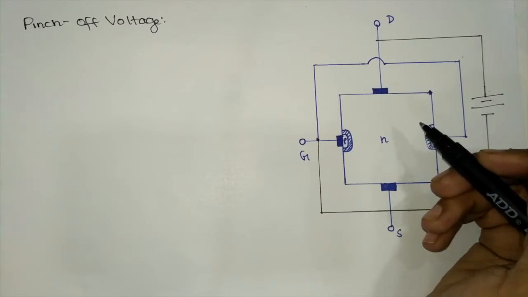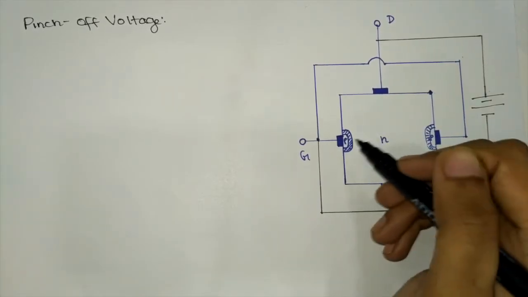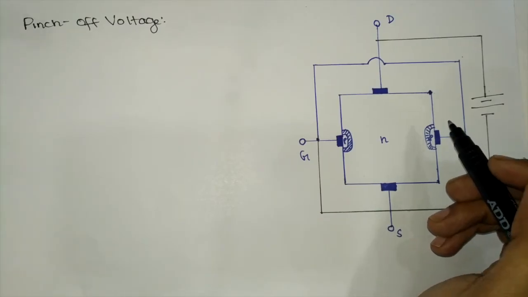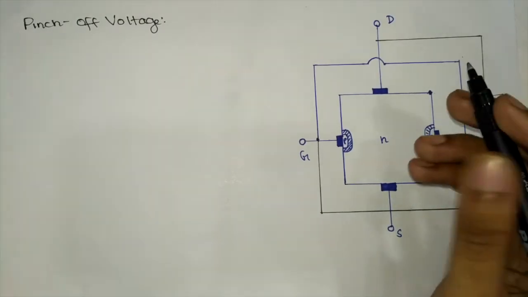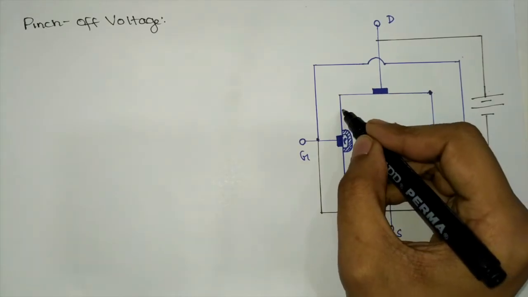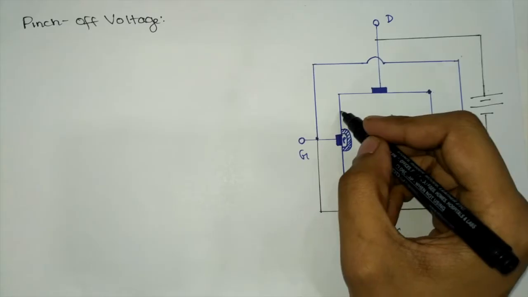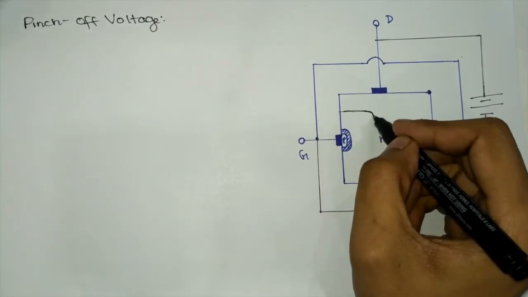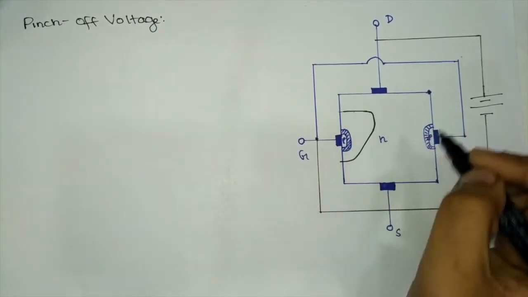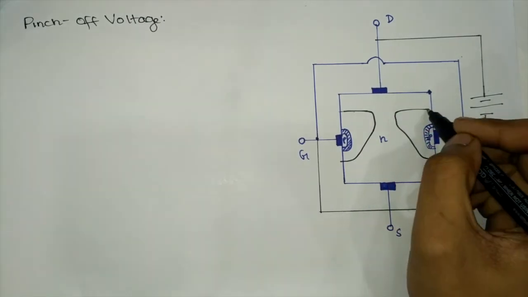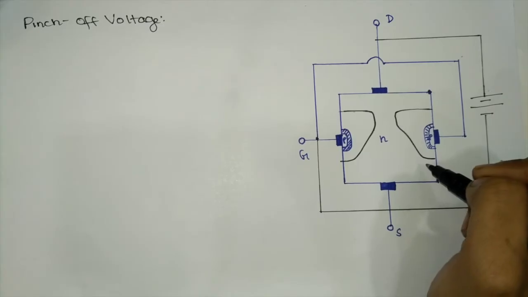Due to this reverse biasing, there would be a depletion region in between the PN junction. The depletion region width would increase in the PN junction. But as we had seen before, the depletion region width would be more towards the drain terminal, and less towards the source terminal.